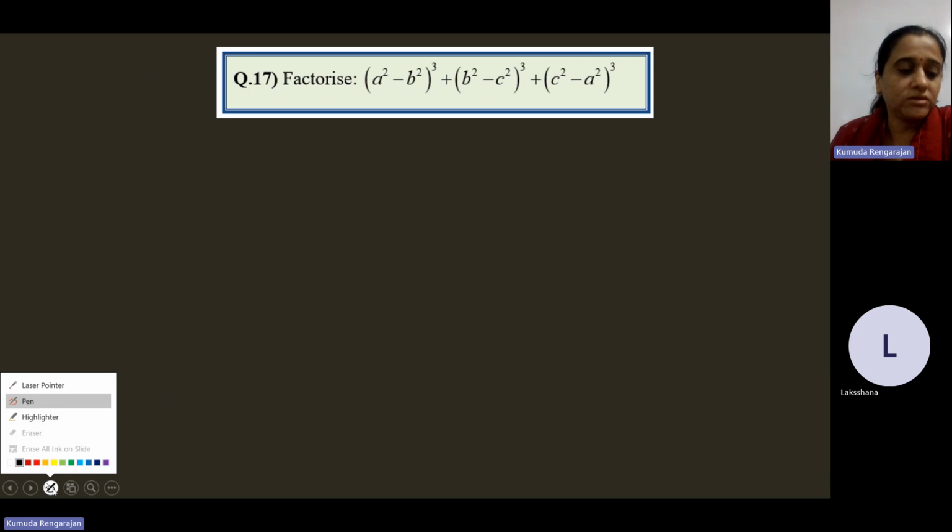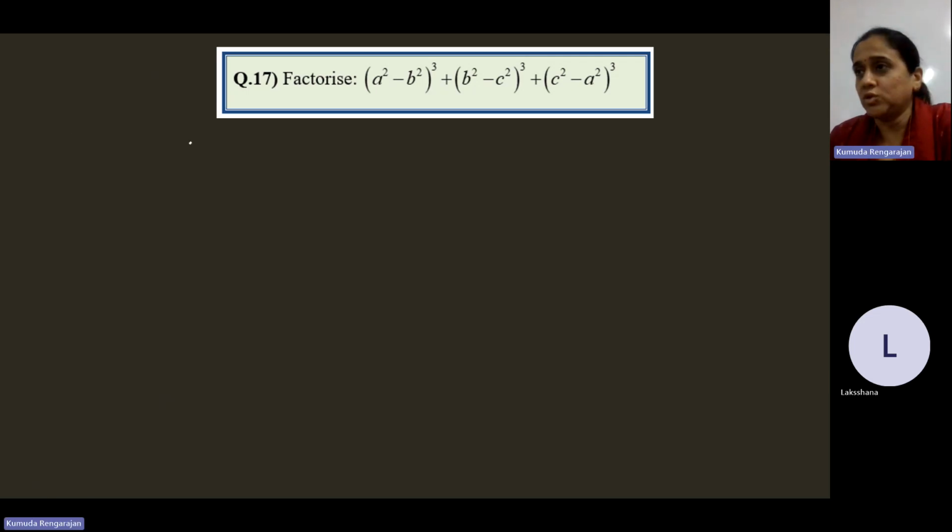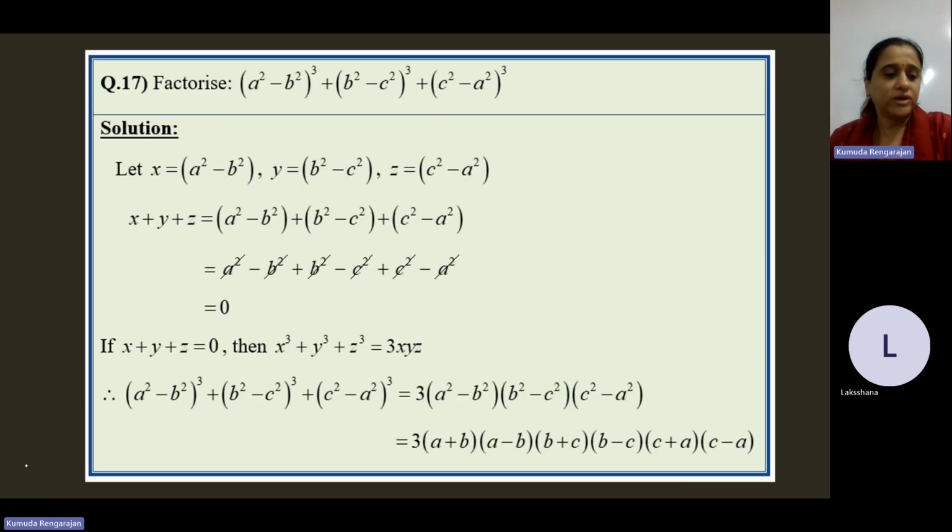So how many cubes do you see here? Three cubes. You can see three perfect cubes in this expression. So which identity would you use to factorize this expression? x cubed plus y cubed plus z cubed is equal to 3xyz if x plus y plus z is equal to 0. Correct? So we need to check x plus y plus z. Before that, we'll assume.